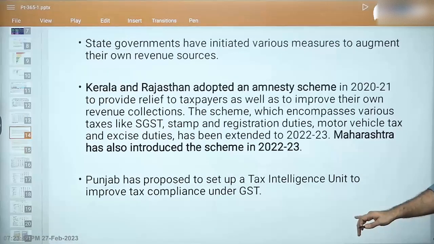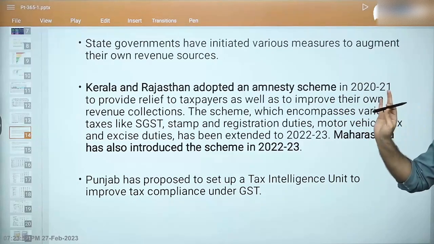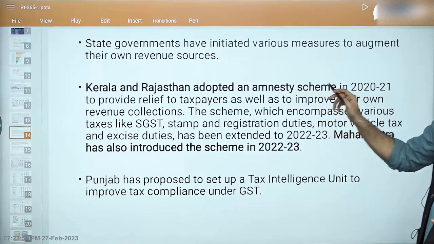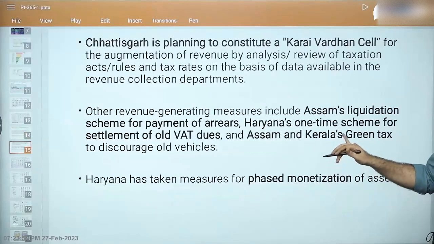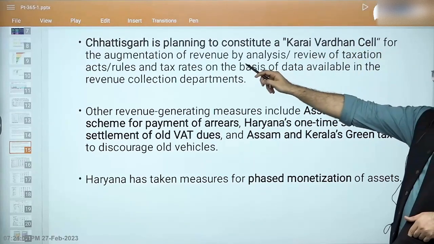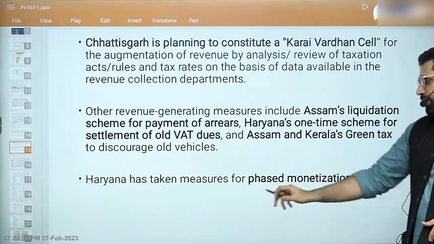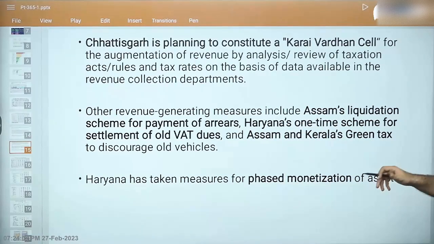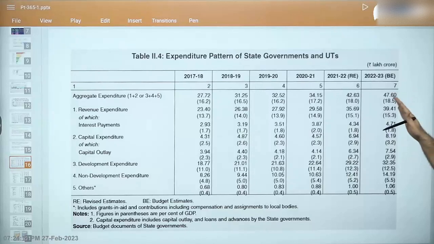Certain measures taken by the state governments to augment their revenue sources. This is all information of the report. Kerala and Rajasthan amnesty scheme, Punjab tax intelligence unit, Chhattisgarh a Karai Vardhan cell for augmentation of revenue, arrear payment Haryana and Assam, and Haryana has taken phased monetization of assets. These are some of the steps taken by the states to augment their finances. This is not in the material, I've just added to give you an idea on the trends.